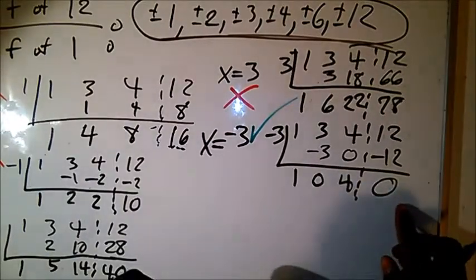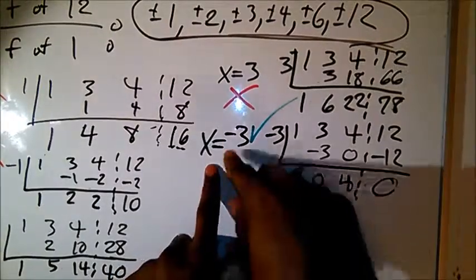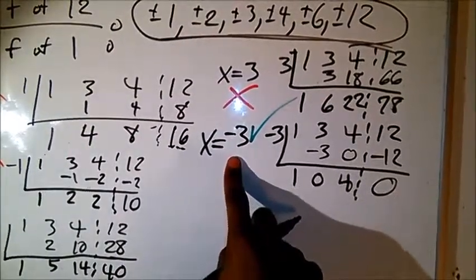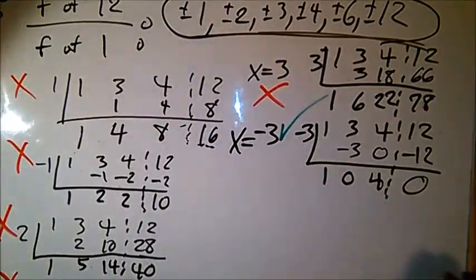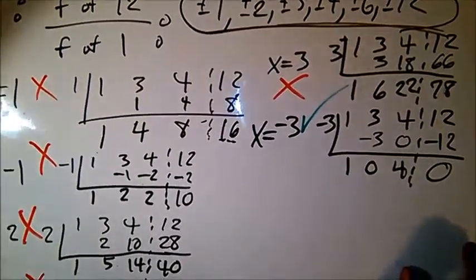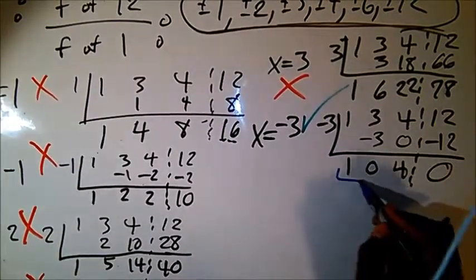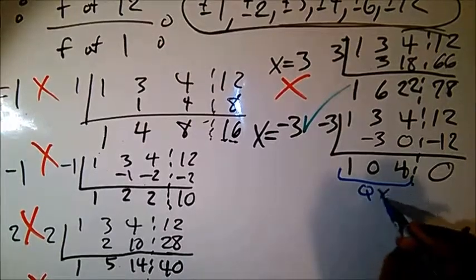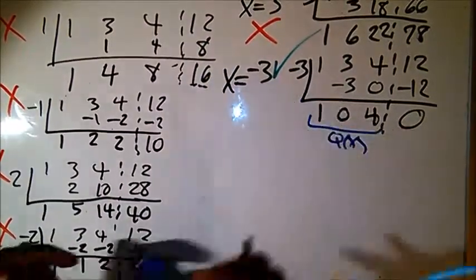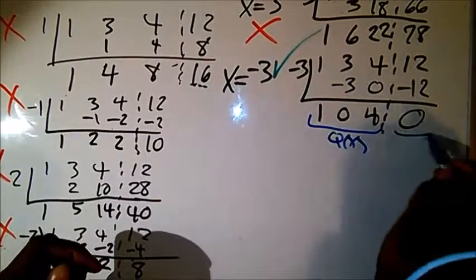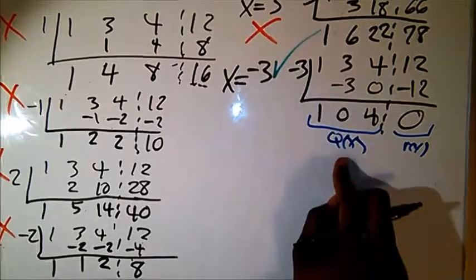So since our remainder here is 0, then x equals negative 3 is a root, an x-intercept, right, for this function here. So now remember our shortcut. What we're going to do next is take this here. This is our q(x), right? Take it, and this is our divisor here. That's our remainder here. Take our answer and turn it into a polynomial.